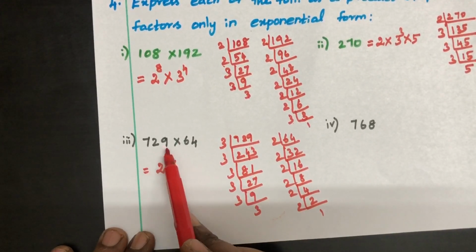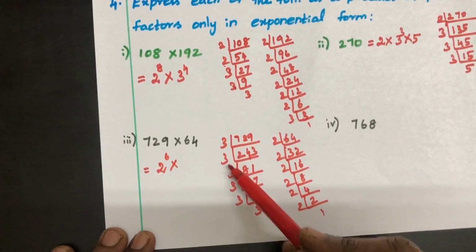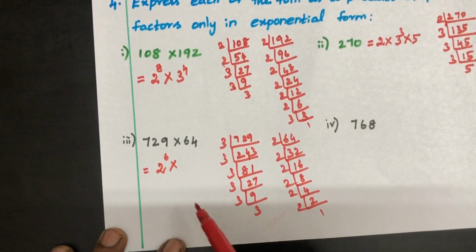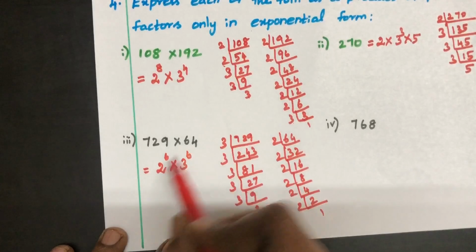And for 729, how many 3's are present? 1, 2, 3, 4, 5, 6. So 3 power 6. This is the answer.